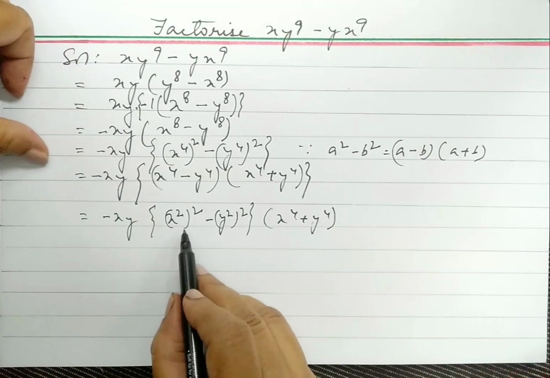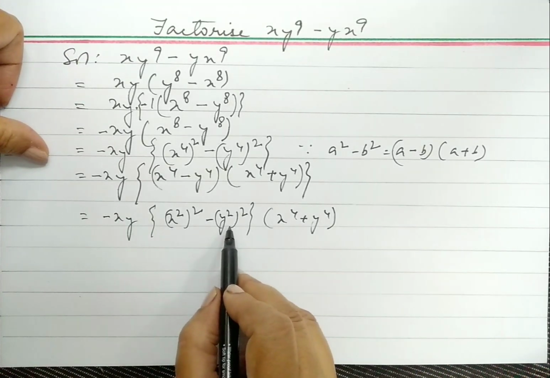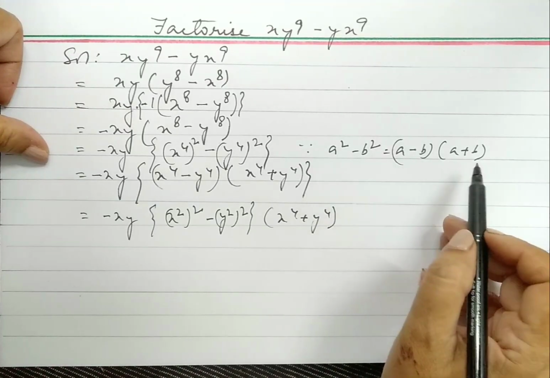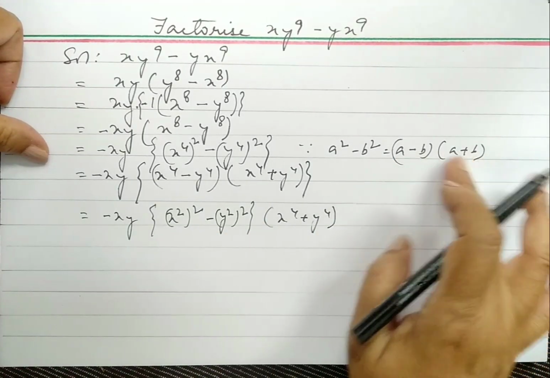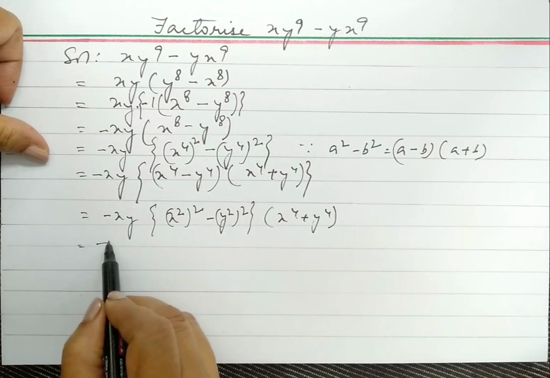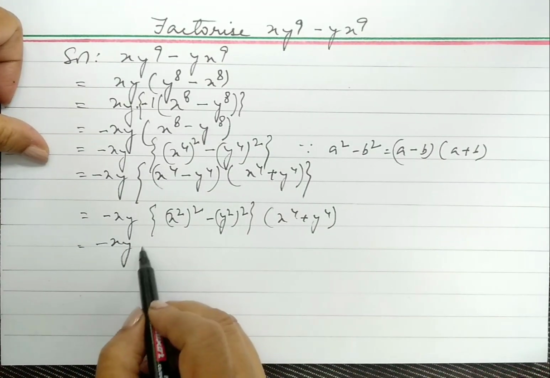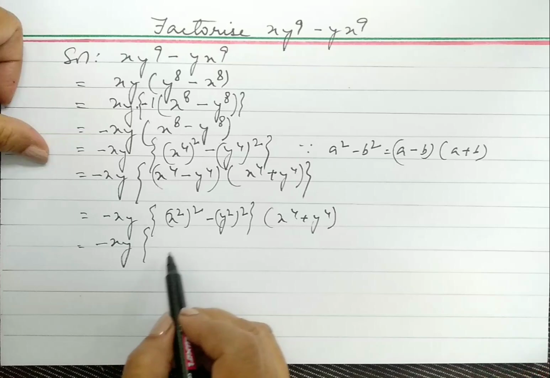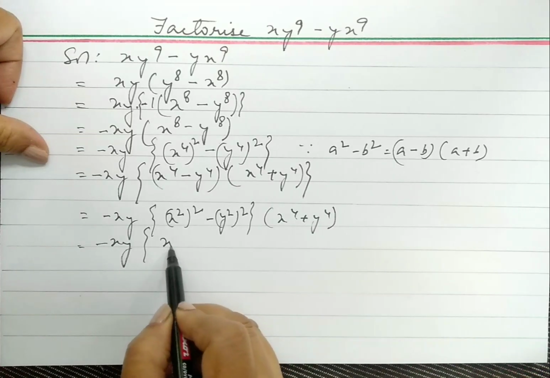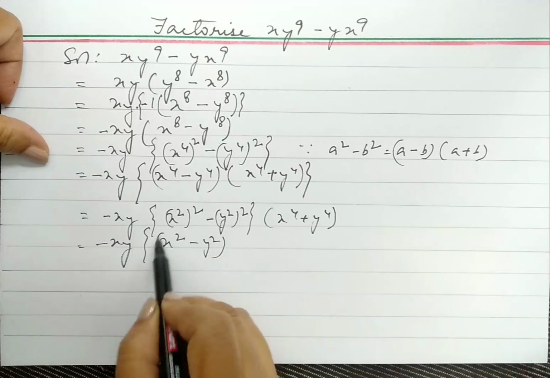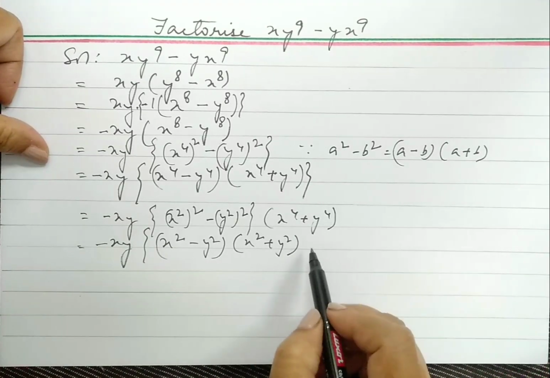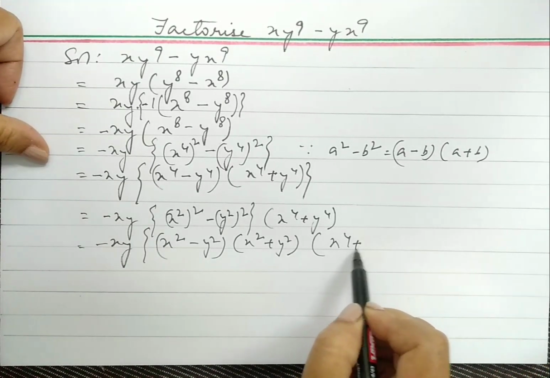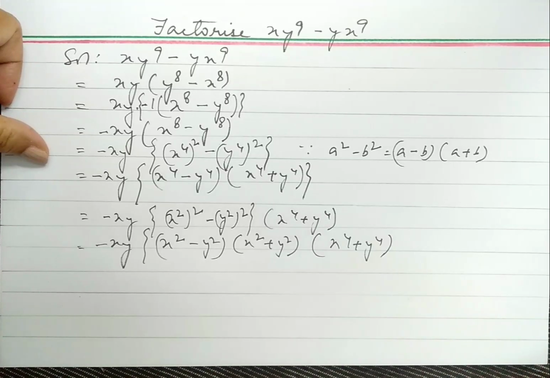I'm sure you have understood. Okay, so this is a square and this is b square, like a square minus b square. So we need to bifurcate this, or break this into two parts, two factors. So here we have minus xy, which is following us, and here we have x square minus y square, x square plus y square, and here x to the power 4 plus y to the power 4.